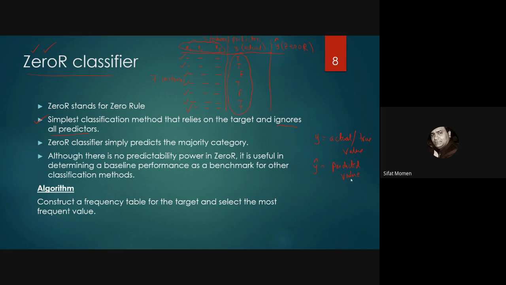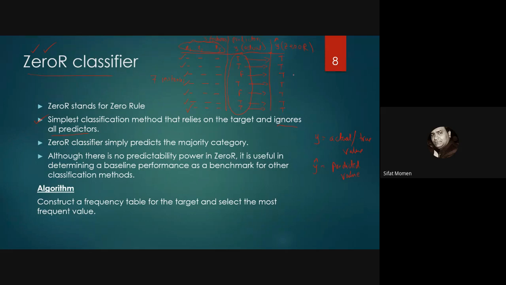Now, what the ZeroR classifier is going to do is see that in my target I have true and false, and who is the winner? The winner is true in this case. So for whatever input you give, it is going to always predict the majority class. So for everything, it is going to predict true. Is that okay?